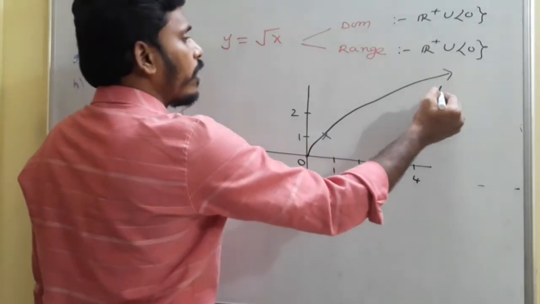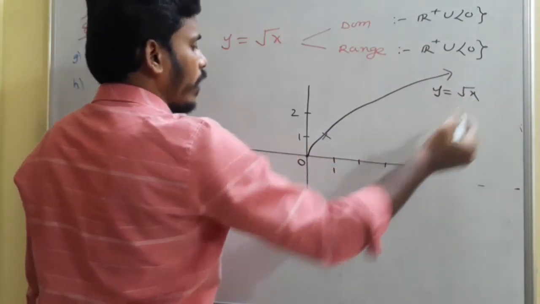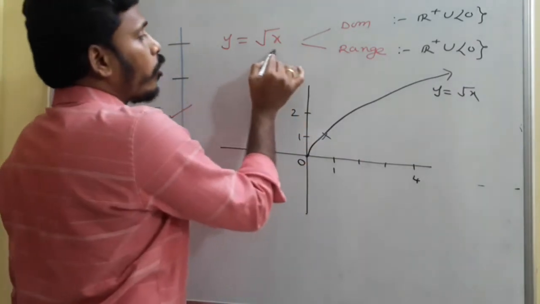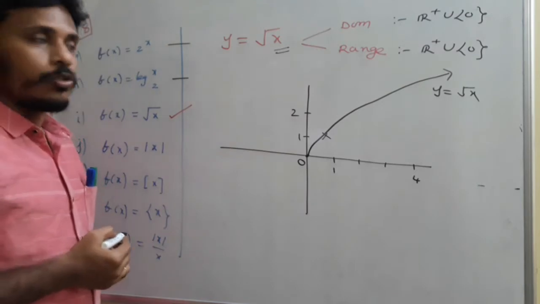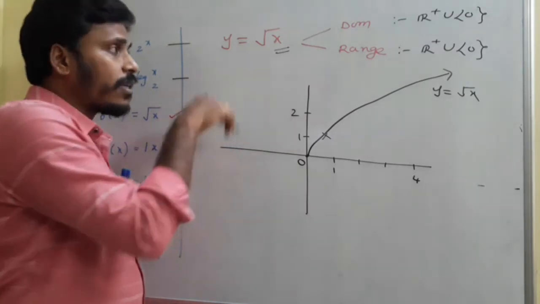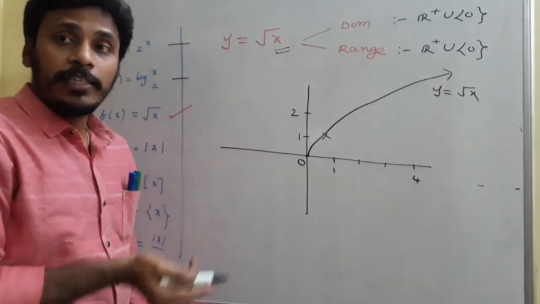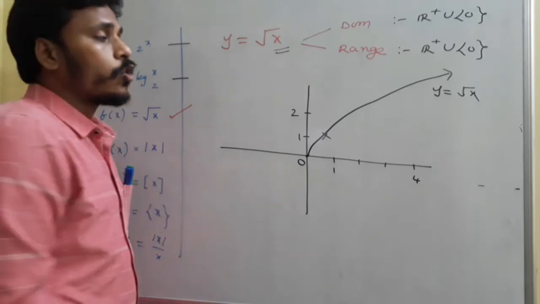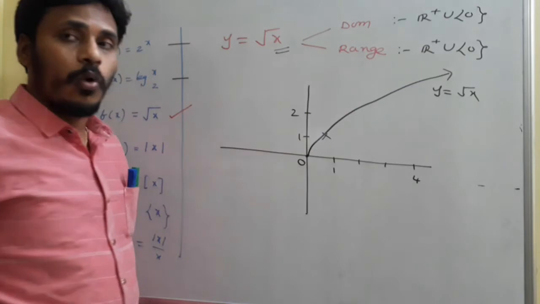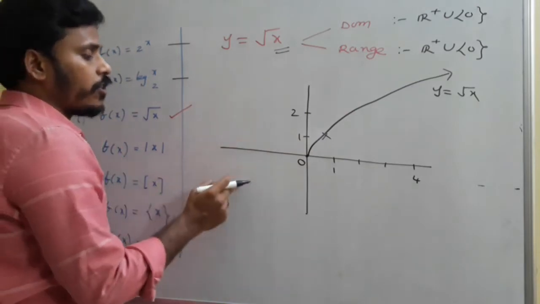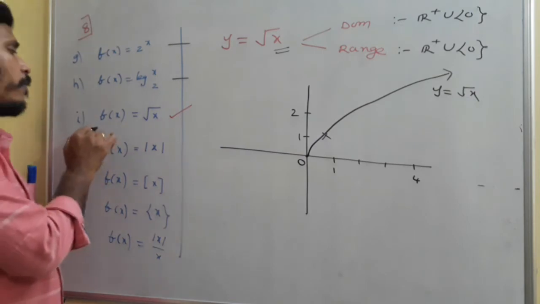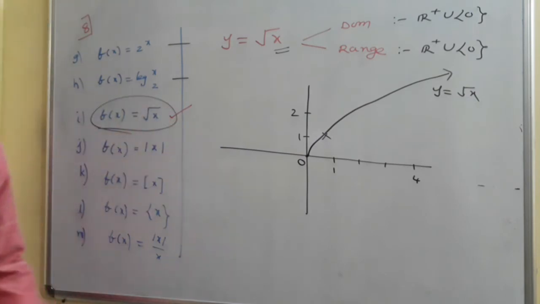This is the graph for y = root x. It lies only in the first quadrant. Why? Because the possible values for x are positive, and the results are also positive. x positive, y positive. It happens only in the first quadrant. So the graph completely lies in the first quadrant. You can't get a graph shape in the second, third and fourth quadrants. This is the sketch of f(x) = root x.